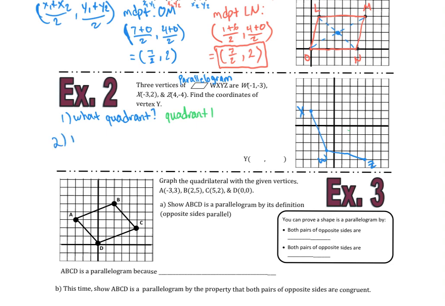Again, the definition of a parallelogram says that opposite sides are parallel, right? That's our symbol for parallel. Hence the reason why it's called a parallelogram. The word parallel is in it. Opposite sides of a parallelogram should be parallel. We're actually going to use that to help us find where Y should be, okay?